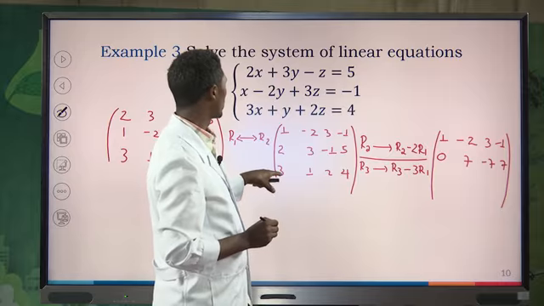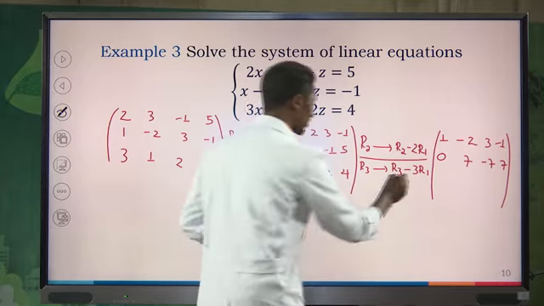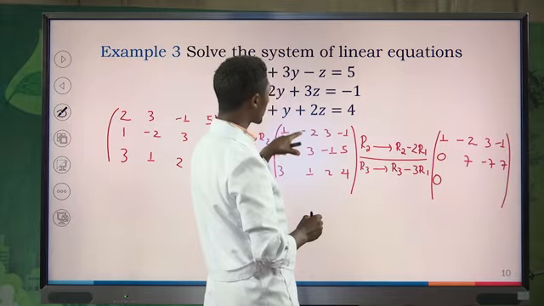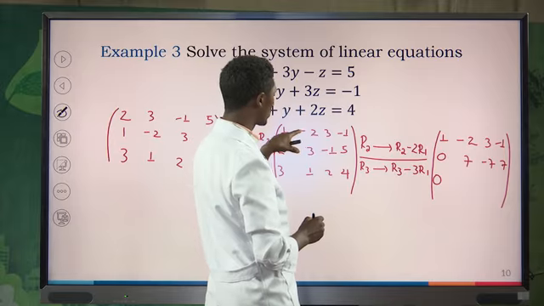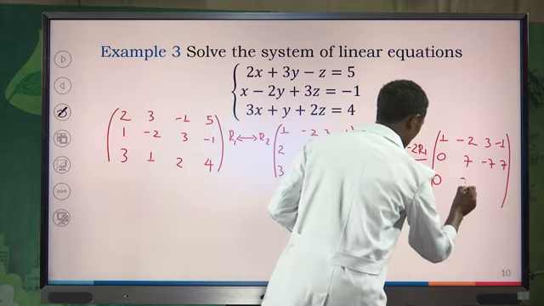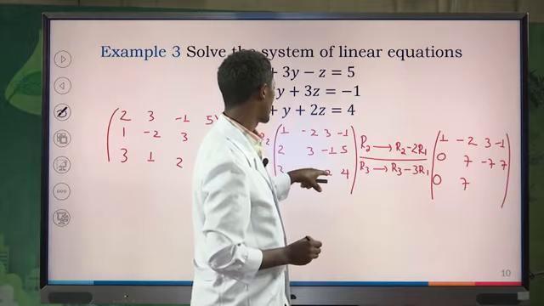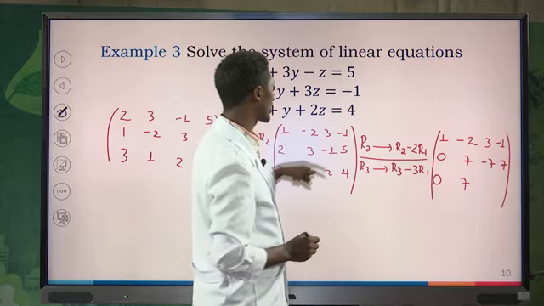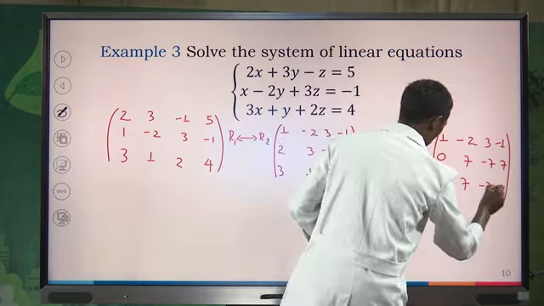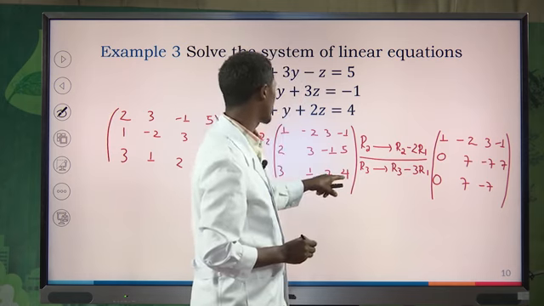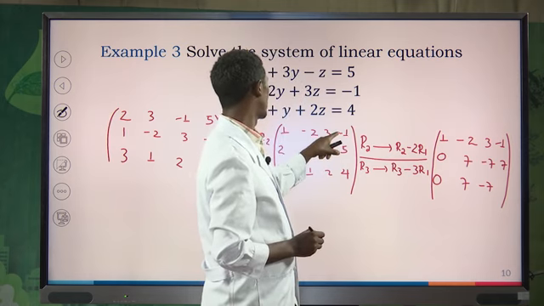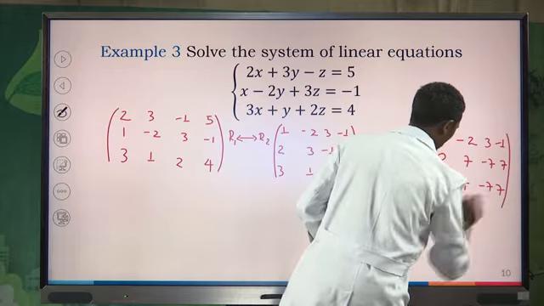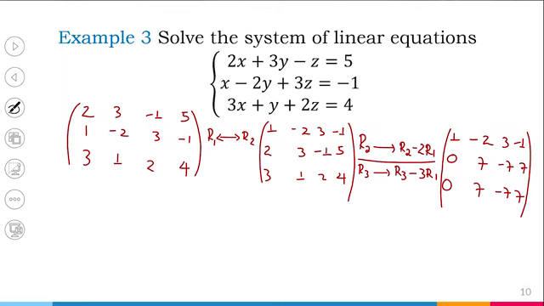Here, 3 minus 3 times 1 is 0. 1 minus 3 times minus 2, that is plus 6, so it will be 7. 2 minus 3 times 3, that's 9, so 2 minus 9 is minus 7. Here, 4 minus 3 times minus 1, that's 4 plus 3, it is 7. Now we have this reduced matrix.